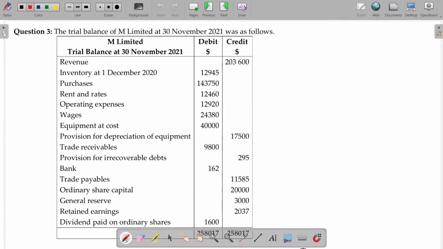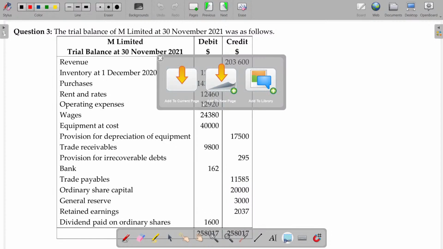Let's start with the preparation of an income statement from this information, this trial balance, M Limited.